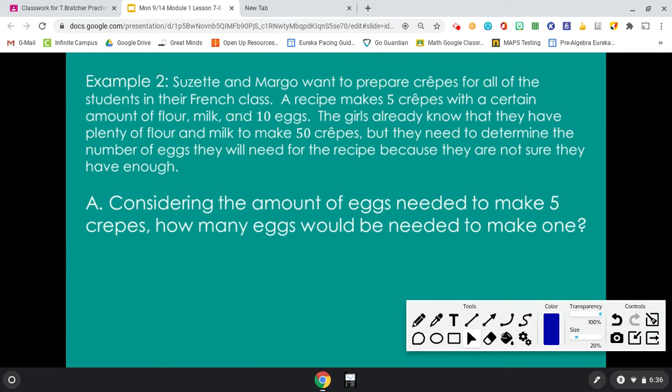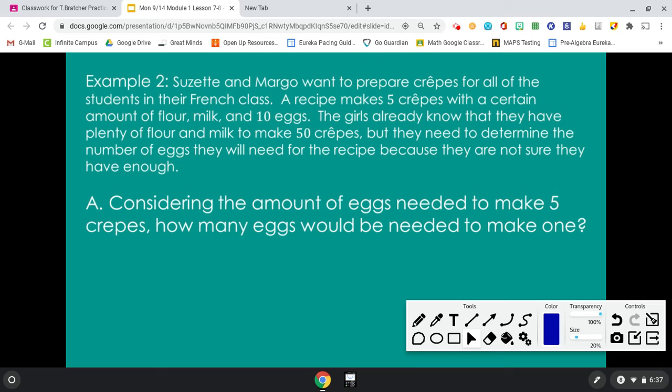Okay, example 2. It says Suzette and Margot want to prepare crepes for all of the students in their French class. A recipe makes 5 crepes with a certain amount of flour, milk, and 10 eggs. The girls already know that they have plenty of flour and milk to make 50 crepes, but they need to determine the number of eggs they will need for the recipe because they are not sure they have enough. So part A, it says considering the amount of eggs needed to make 5 crepes, how many eggs would be needed to make 1?